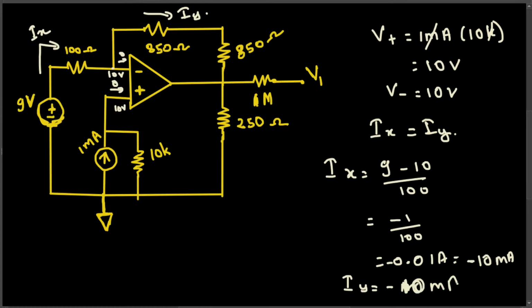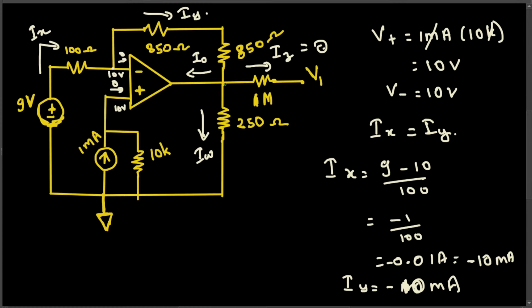Now we found V plus, V minus, IX, IY. What about this current? Let's call this one IZ. What is IZ? This is going to be 0 because this is an open circuit. What about this one? We don't know, but let's call this one IO, the op-amp output current. Let's name this one IW.